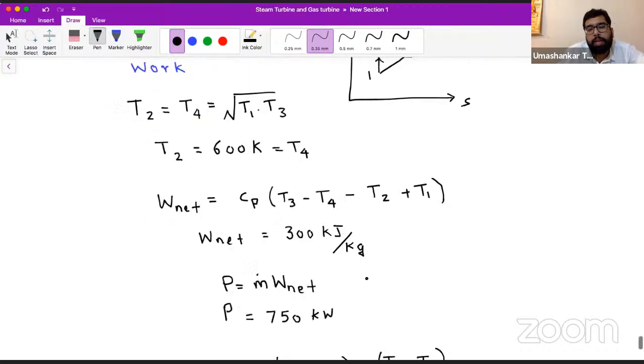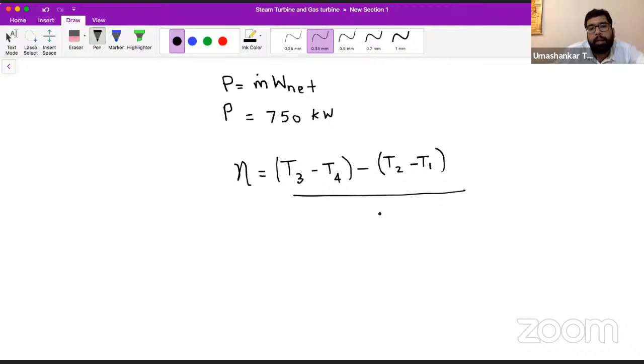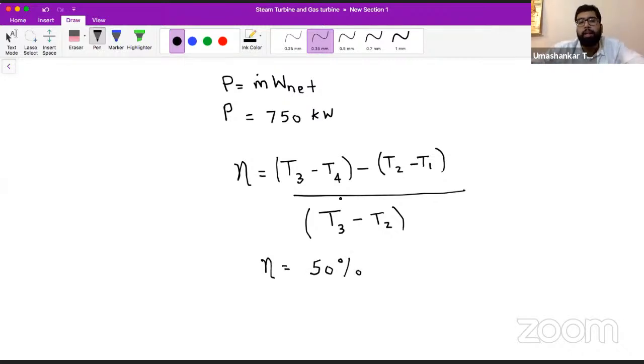So heat addition is taking place between 2 and 3, so it will be T3 minus T2. You have the temperatures at all the points 1, 2, 3, 4, everywhere. So you can find your efficiency, and if you put in all these temperature values, your efficiency will come out to be 50%. So this is the third case we have seen in the previous session.